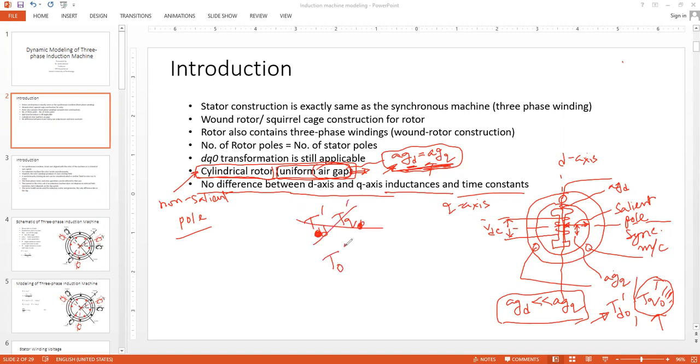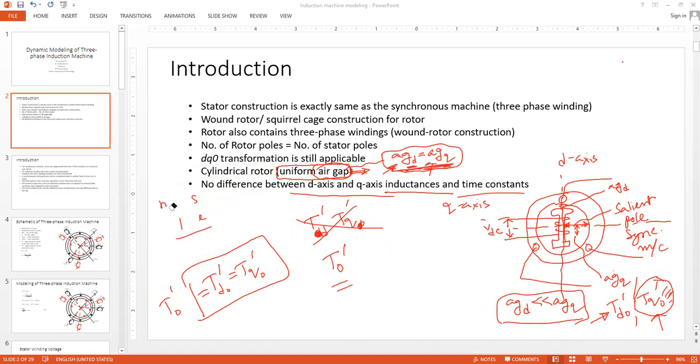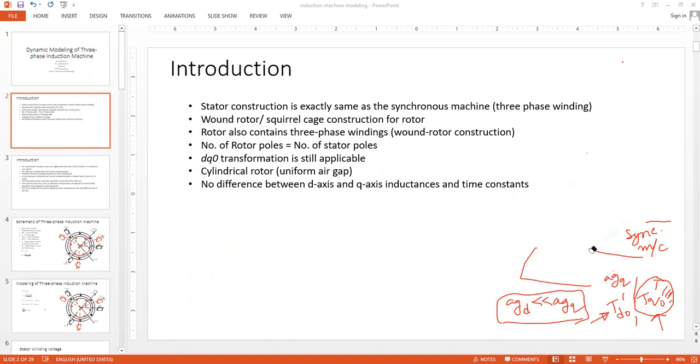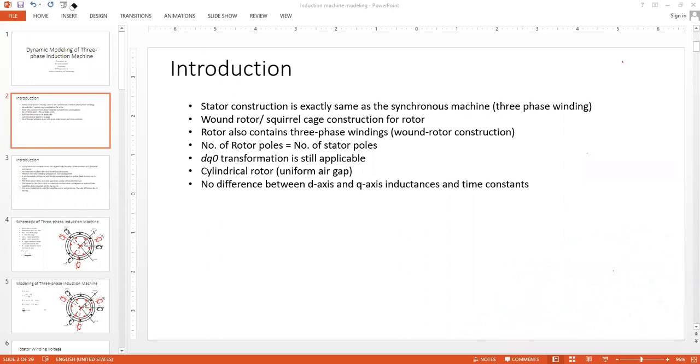Rather, probably you will see something like this, To dash, the open circuit time constant. So in other words, Tdo dash is equal to Tqo dash, which would be equal to To dash, a single time constant along both axes. Okay, so these are some of the striking features that we should know at the start of our modeling. There are a few more points that I would like to mention in the next slide. So let's go there.